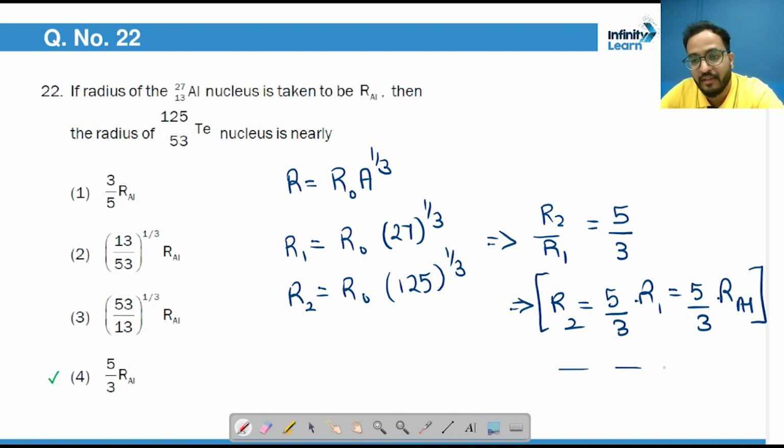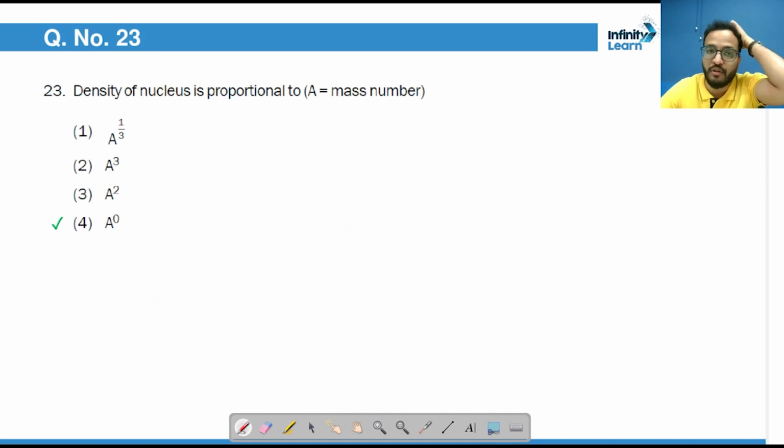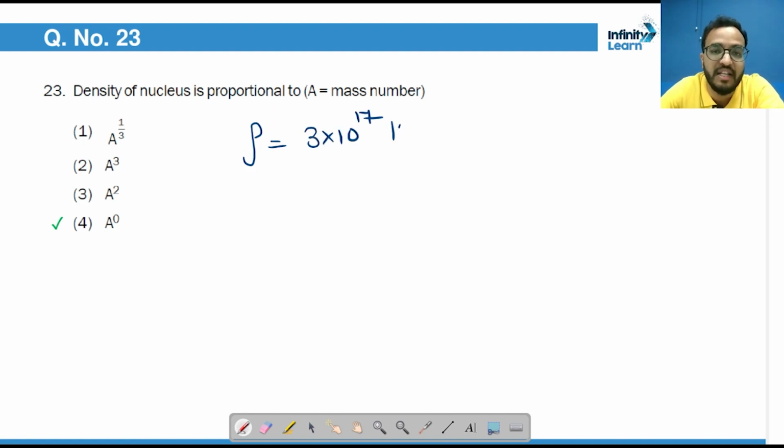Do you get it? So this simple formula that is given on the very first page of your chapter, remember this because this is important. Now the second one is also associated with this. The density of the nucleus is almost constant. Remember this. For every nucleus, it comes out to be 3 into 10 to the power 17 kg per meter cube. Even remember this data.